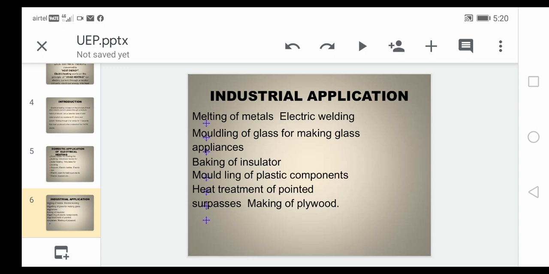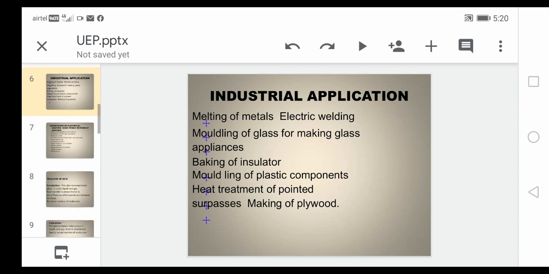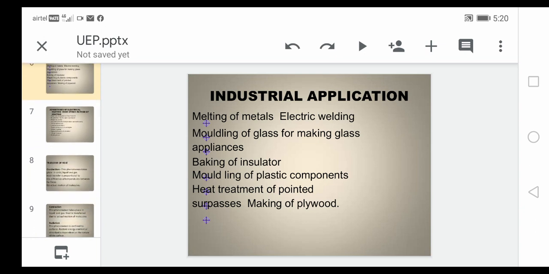And molding of glass for making glass appliances: whatever design you need, you mold the glass by using electric heating only. Then baking of insulators, and molding of plastic components. Also heat treatment of painted surfaces. In some cases, if you want to make plywood, at that time also we use electric heating. These come under industrial applications.